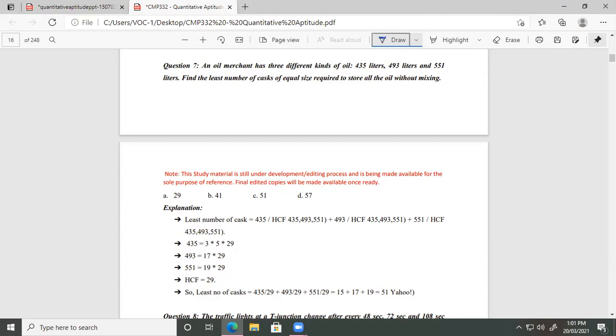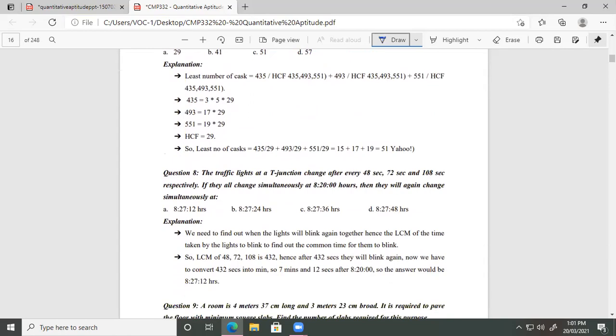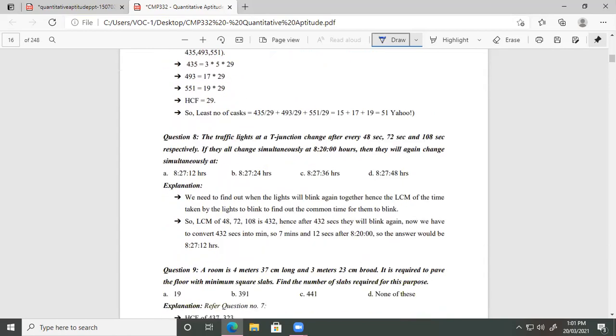Okay, so you have to calculate all this. Please do this as homework at your home. Okay, try this. If not possible, then let me know.